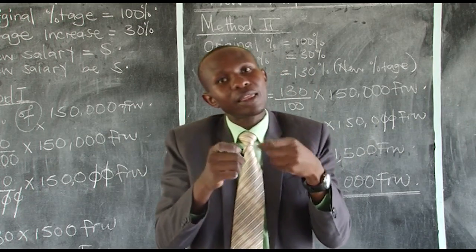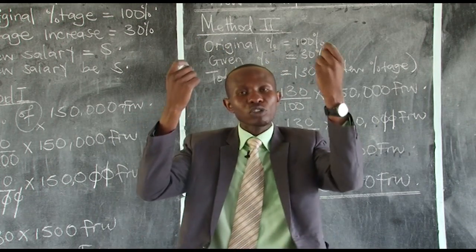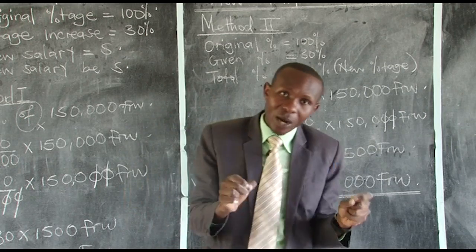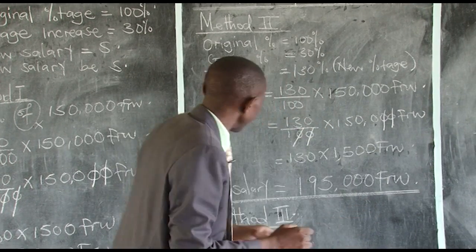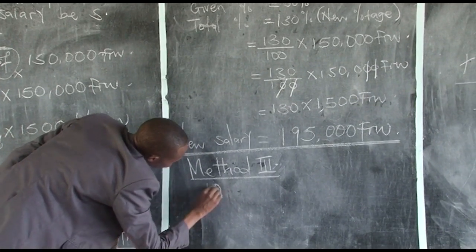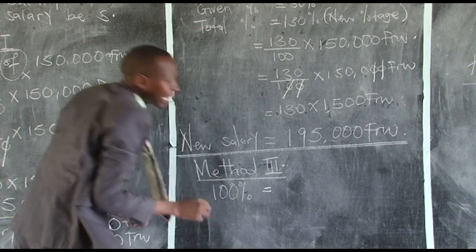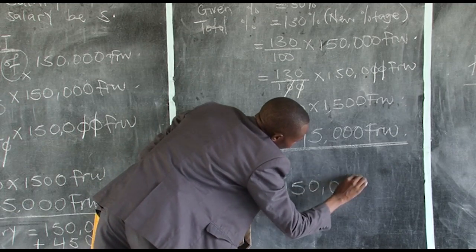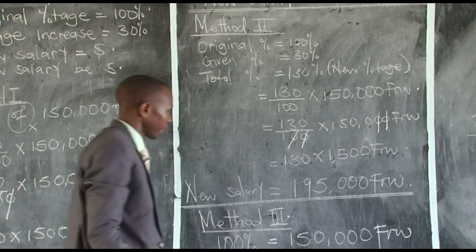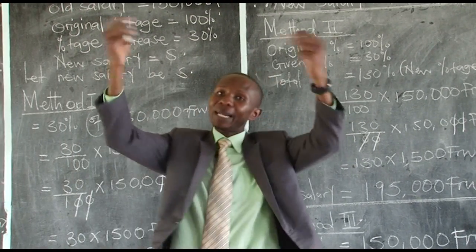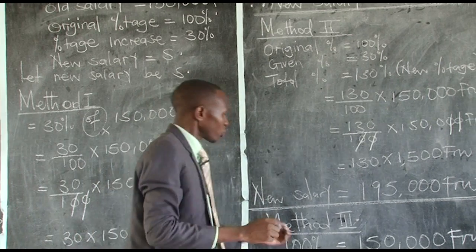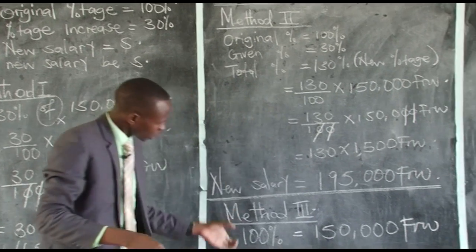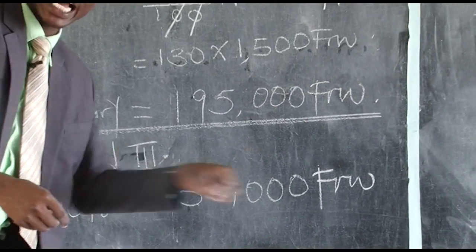Now, if 150,000 is given by 100%, ask yourself, what about 1%? Because what we know already is 100%. So we shall come here and say 100% is giving us how much? That is, his money he was earning. It was giving us 150,000 francs. This is for 100%, the money he was earning at first, which is represented by this. So we say 100% gives us his original. The original percentage is equal to the original money he was earning.